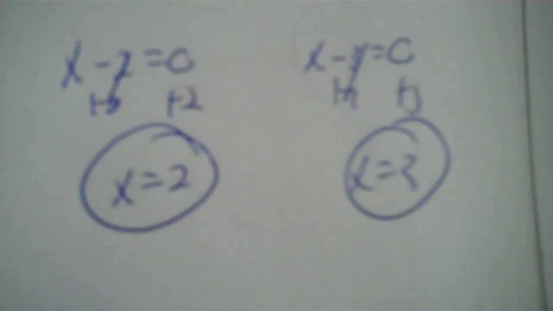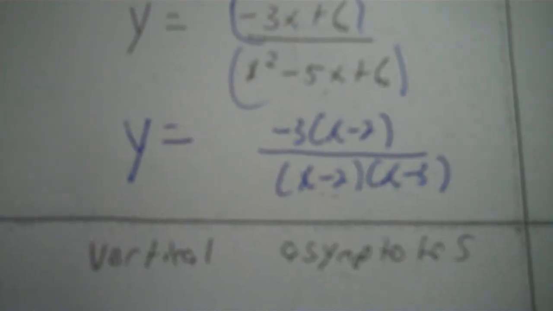So you plus 2, you get 2. Plus 3, you get 3. Now to find your holes, you have to simplify if you can, which we can. The x minus 2's cancel out, okay? So you see that x minus 2 where I got the 2, that's no longer an asymptote, that's a hole.